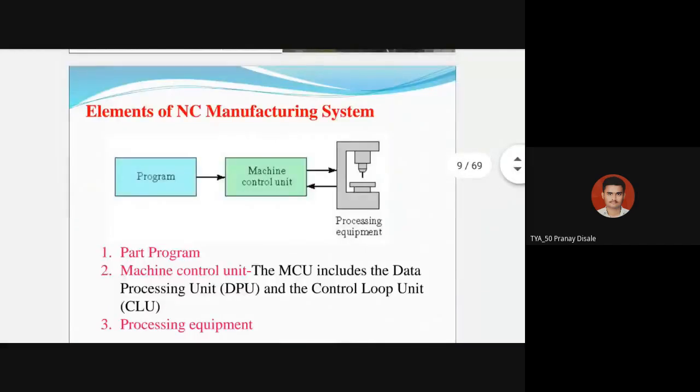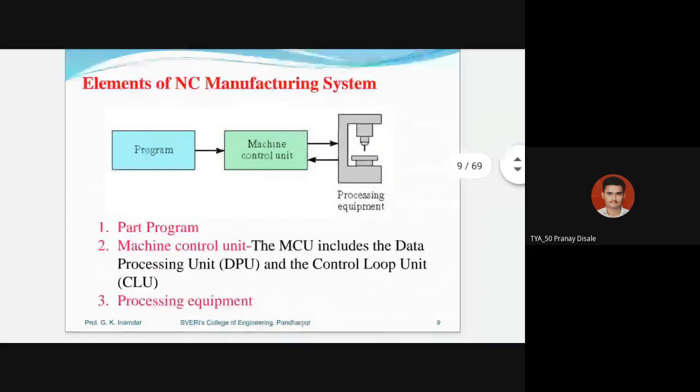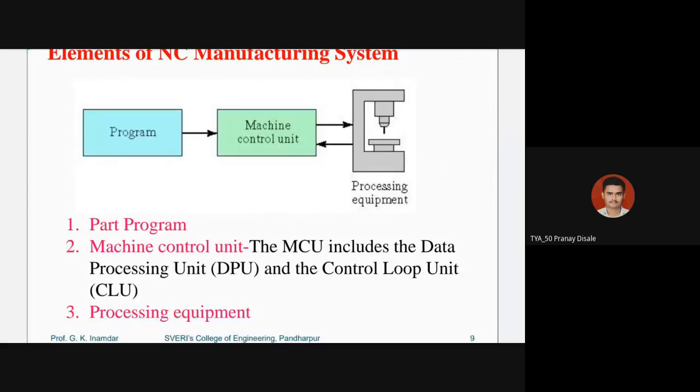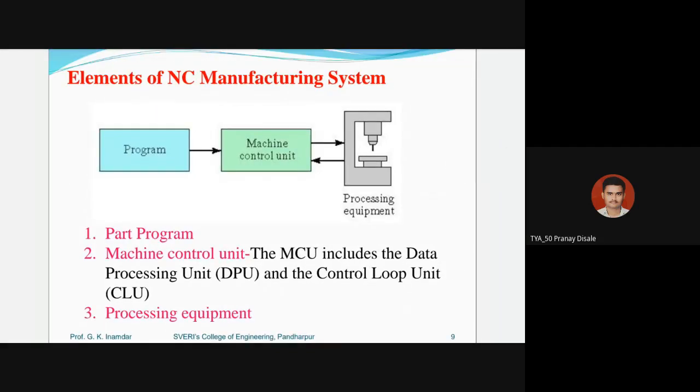So, elements of the NC manufacturing system: basically three elements are there, as shown in the figure. Program, machine control unit, and the processing equipment, whatever the manufacturing machine is. Only three elements are very important here. Now here the retrofitting definition is also there. Retrofitting refers to the addition of new technology or features to an older system. Retrofitting is also nothing but innovation or maintenance.